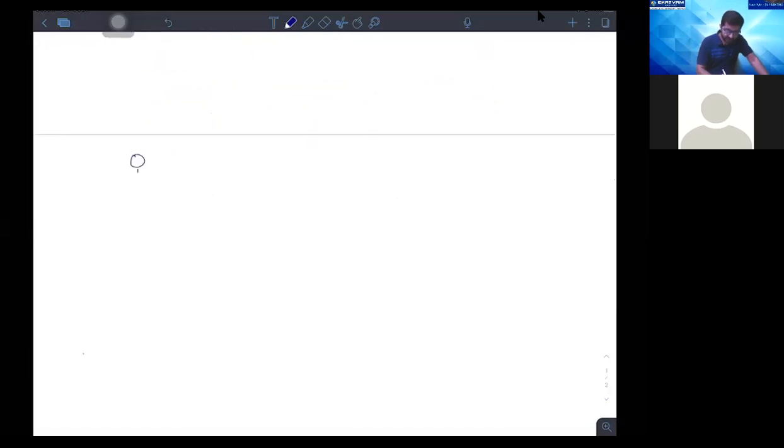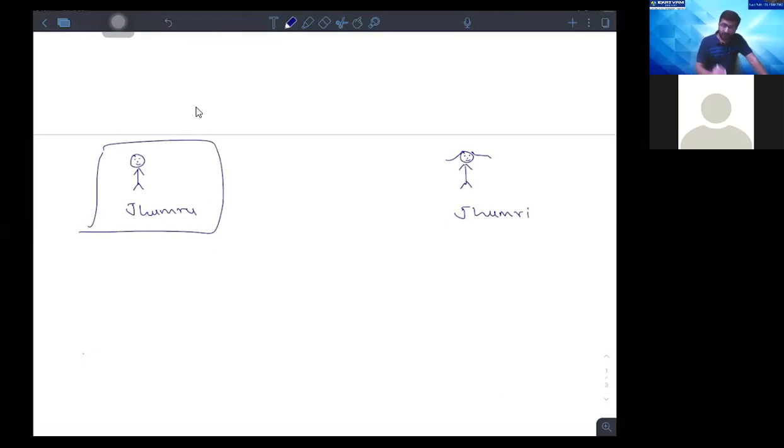Suppose there is this fellow, let's say Jhumru, right? And then there is another fellow, that is Jhumri, right? Now, when you are doing the accounting, let's say in the books of Jhumru, correct? Suppose the transaction is Jhumru paid cash to Jhumri. In this case, from the perspective of Jhumru, Jhumri is the receiver. And from the perspective of Jhumri, Jhumru is the giver.